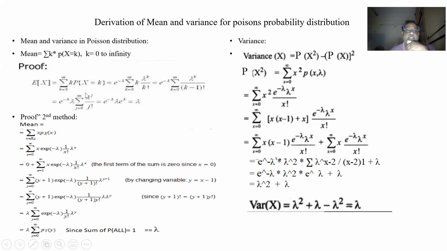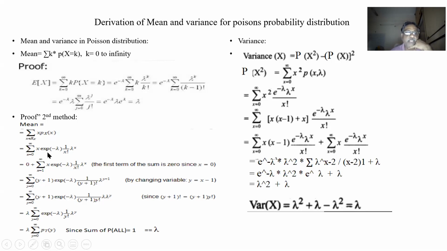So this is nothing but e to the power of lambda. This series: if I put j is 0, 0 factorial is 1, so this is 1 plus lambda by 1 factorial, lambda square by 2 factorial, lambda cube by 3 factorial, which is e to the power of lambda. So e to the power of lambda and e to the power of minus lambda get cancelled out. The left out is lambda.